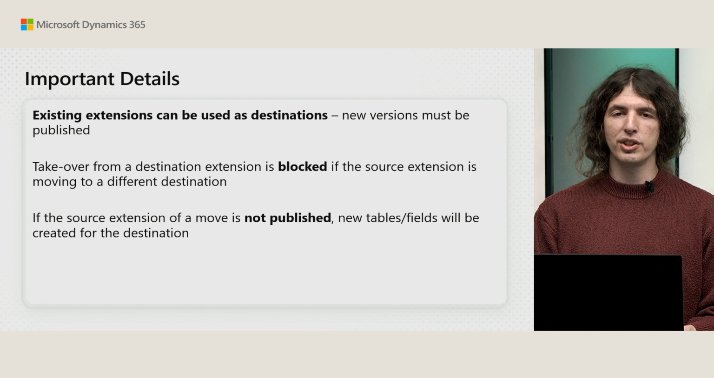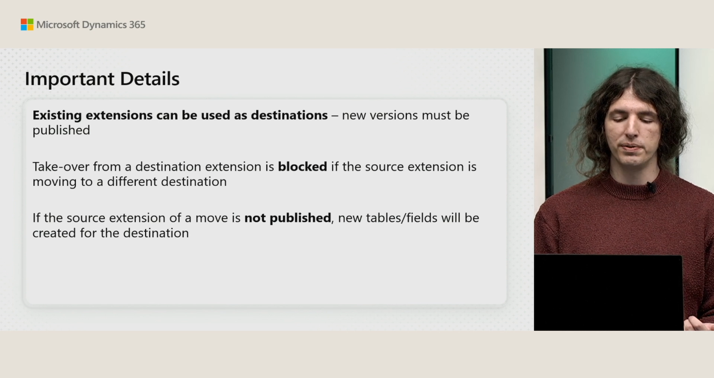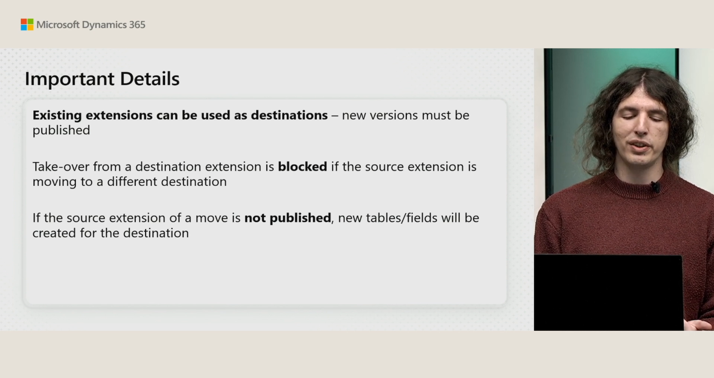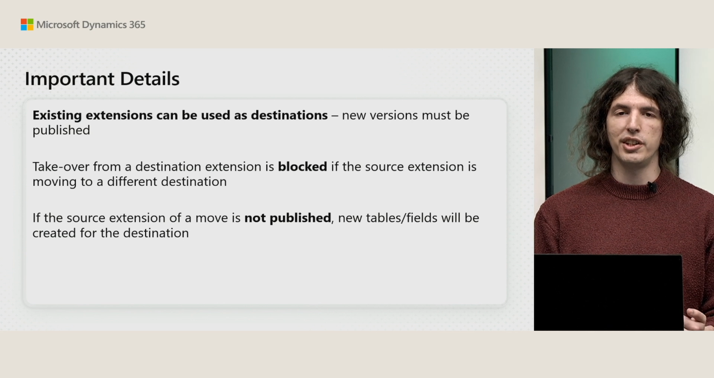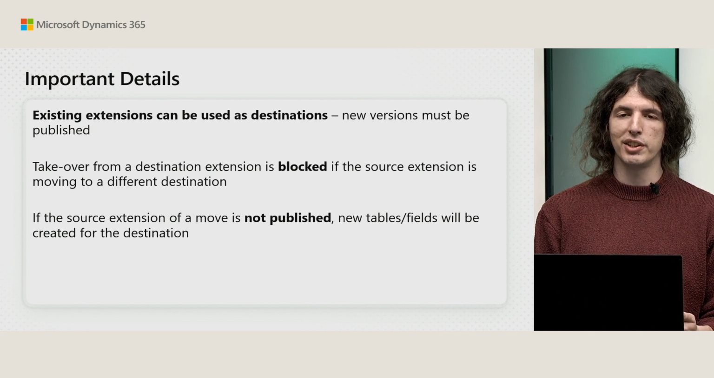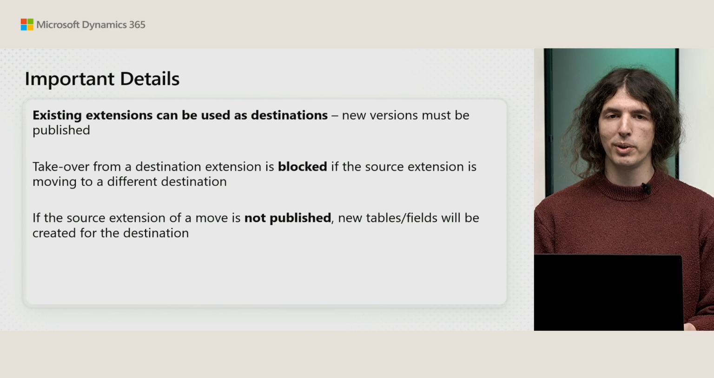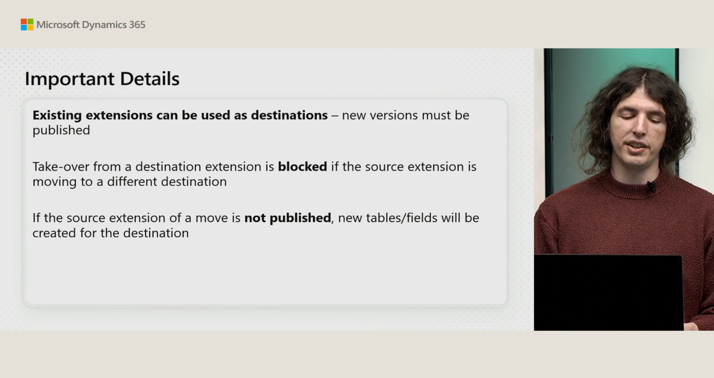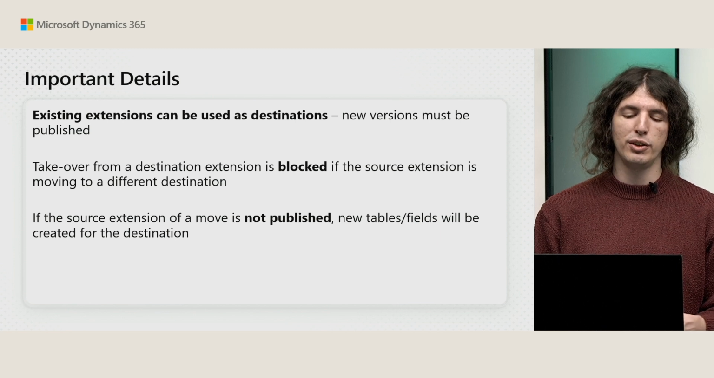Finally, if the source extension of a move is not published, then new tables or fields will be created for the destination. So if we were just publishing the sales or the inventory app, and the monolith app had never existed, never been published on the system, then new tables would be created for the new apps.